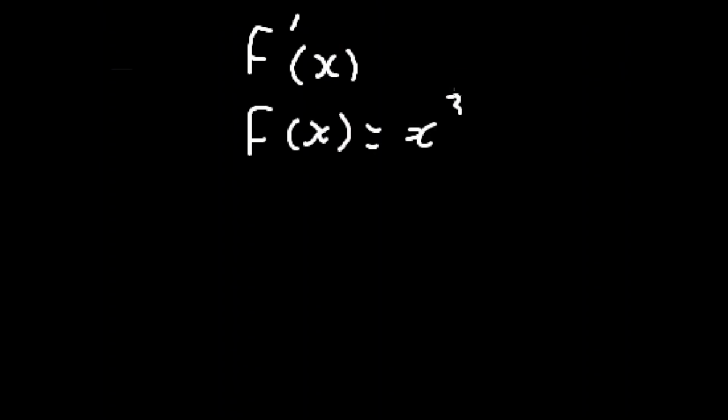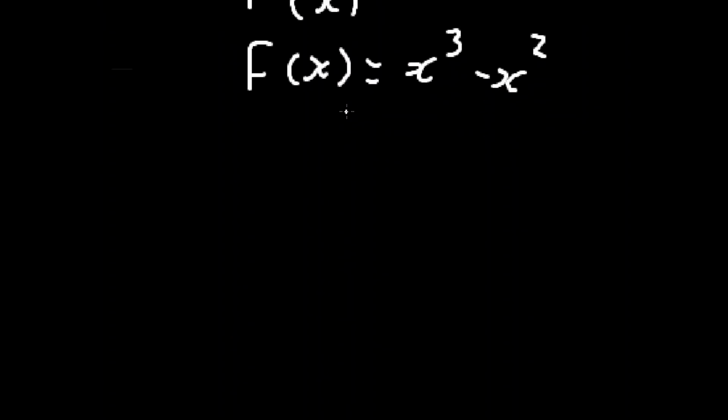We are trying to find f'(x), the derivative of this. We know that the actual function is equal to x to the power of 3 minus x squared. So this is a really simple question. We're just going to differentiate it.